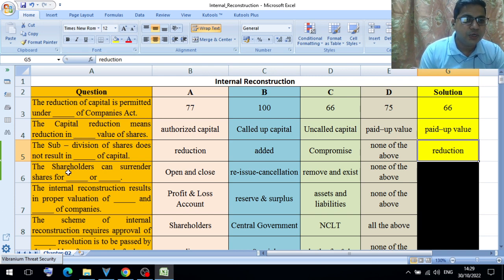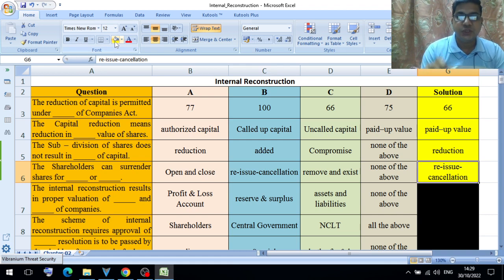The shareholders can surrender shares for dash or dash. Option A, open and close. Option B, reissue and cancellation. Option C, remove and exit. Option D, none of the above. Here, shareholders can surrender the shares for reissue or cancellation.